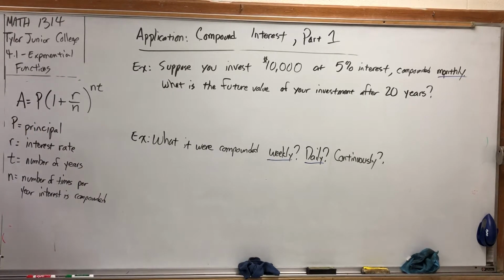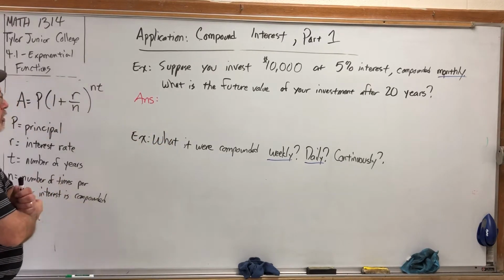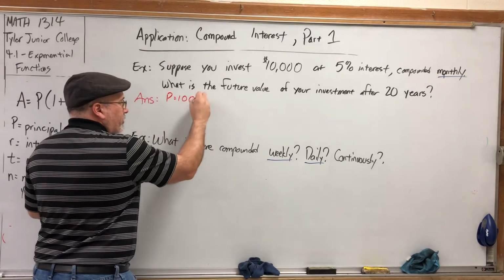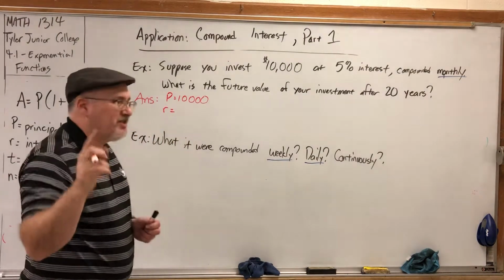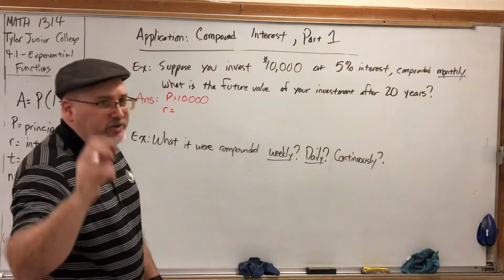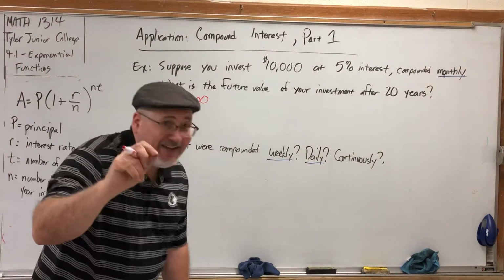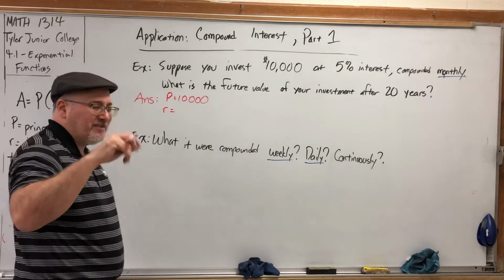So let's do the first part, where we're investing $10,000 at 5% interest compounded monthly for 20 years. Needless to say, this will require a calculator. We have P equals 10,000, our principal that we're investing. r is 5%, but you don't do math with percents. Percents describe things. You do math with their decimal equivalents.